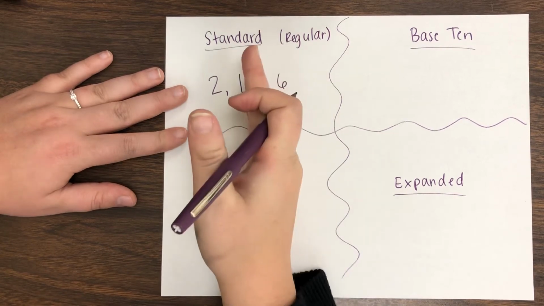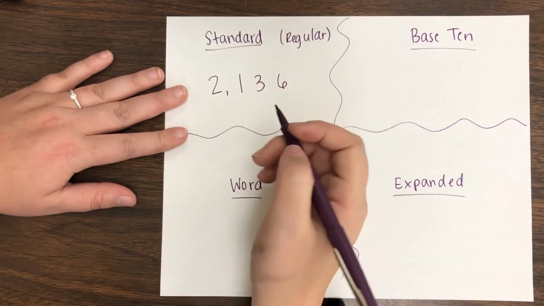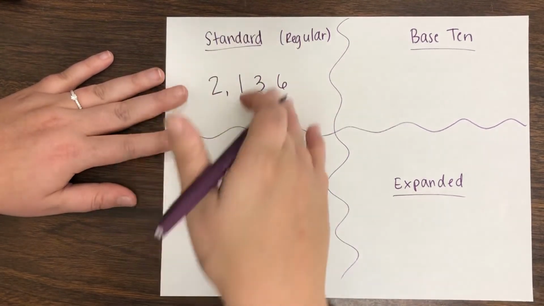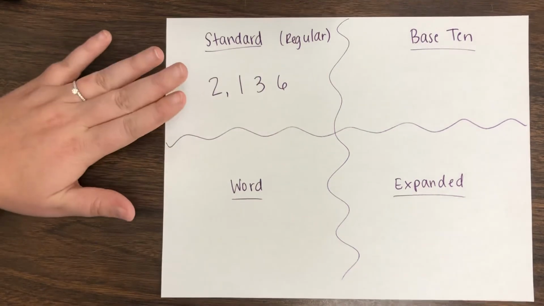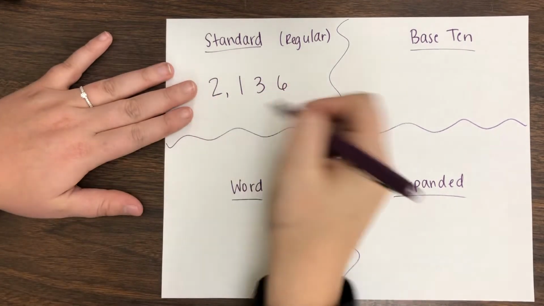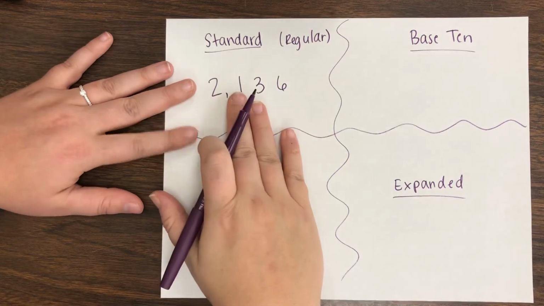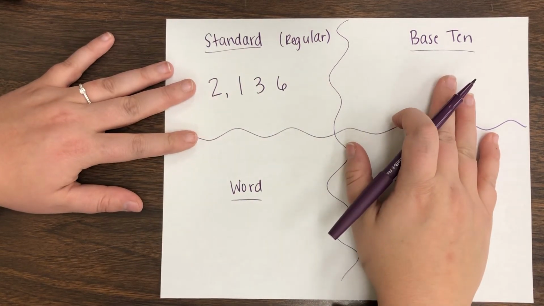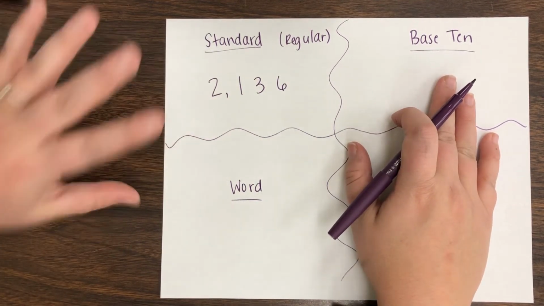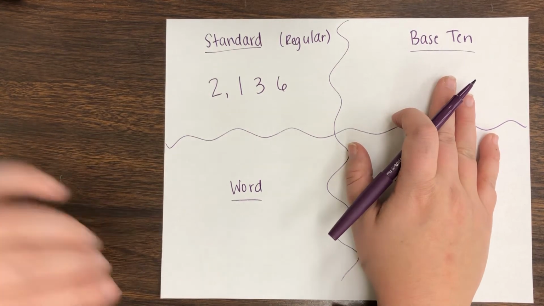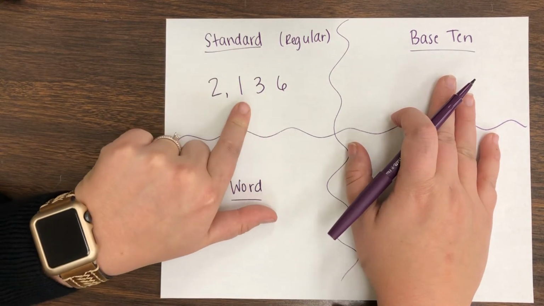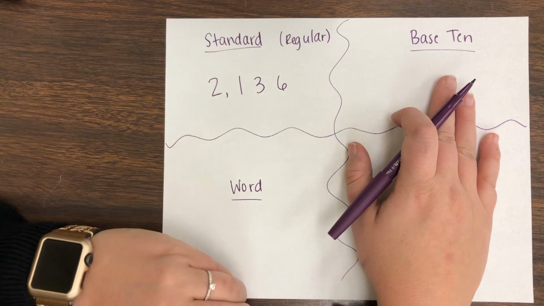This is how you write it. The word standard means normal, regular. Our regular number is our starting point, okay? This is the normal way we write a number. Another way we could write it is with our base 10 blocks. And just as a reminder, there are 4 different types of blocks that we talk about. There are the ones blocks, the tens, the hundreds, and the thousands. I'm going to show you all of them right now.